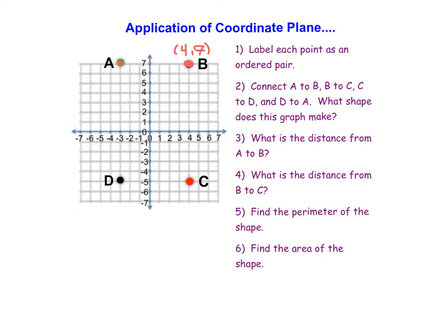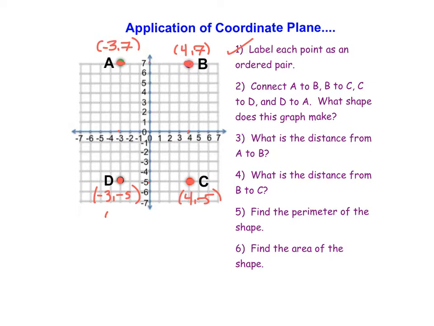Point A is the meeting point of x is negative 3, y is 7. Point D is the meeting point of x is negative 3 and y is negative 5. So negative 3, comma, negative 5. And then point C, is right here, is the meeting point of x is 4 and y is negative 5. So I took care of this first one, labeling them as ordered pairs.